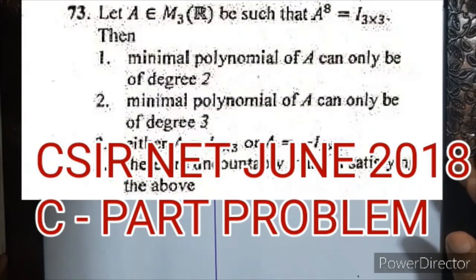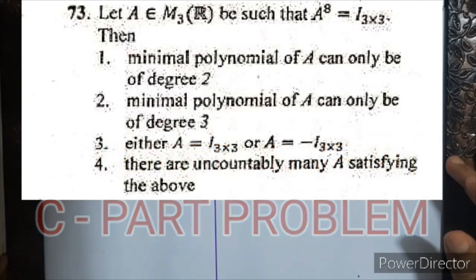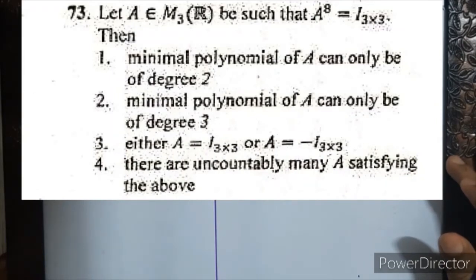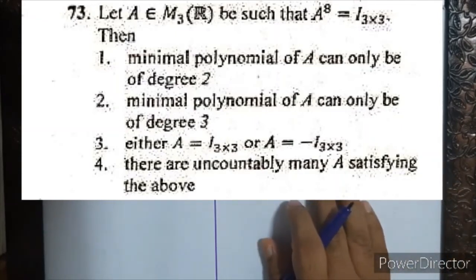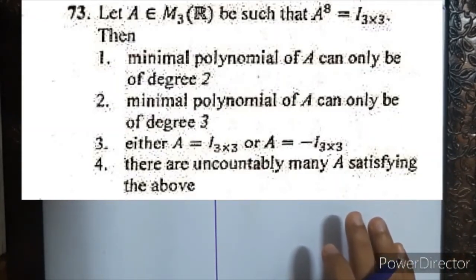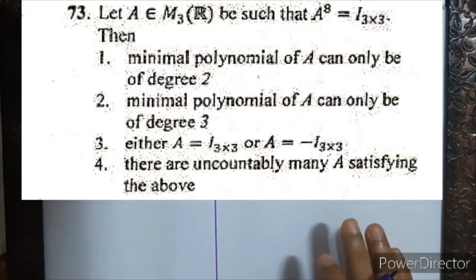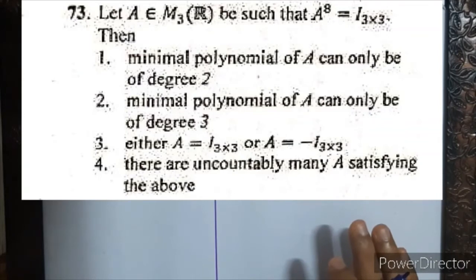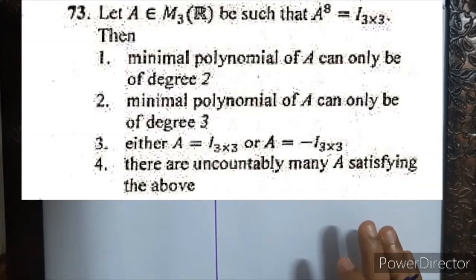A is a 3 by 3 matrix over R such that A raised to 8 is equal to the identity matrix. Then option 1: minimal polynomial of A can only be of degree 2. Second option: minimal polynomial of A can only be of degree 3. Third: either A equals the identity matrix or A equals the negative of the identity matrix. And the fourth option: there are uncountably many A satisfying the above.